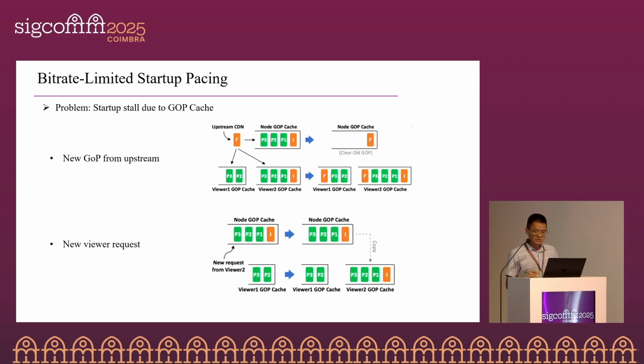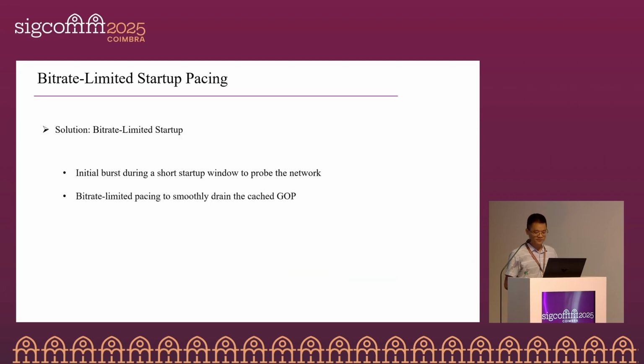Each edge node maintains two levels of GOP cache. The node level cache holds only the most recent GOP, discarding old frames when a new GOP arrives. The per-viewer cache is created and initialized by copying the node level cache when a viewer joins. As you can see, when new viewers pull the stream, the cached GOP is flushed to them at startup, creating a burst of traffic that leads to congestion and stalls.